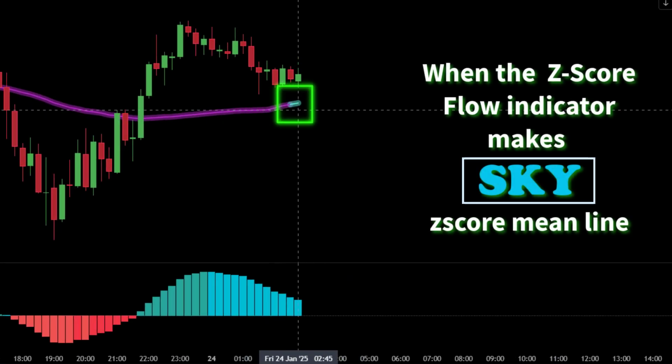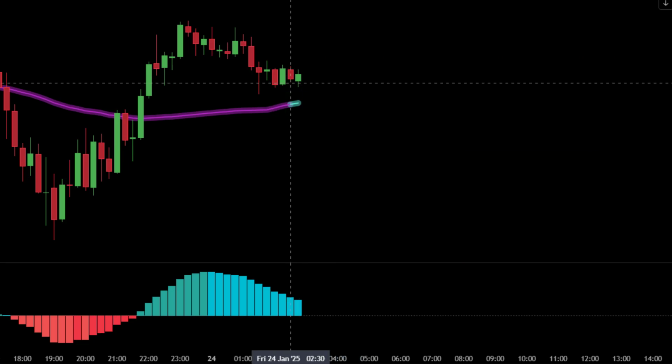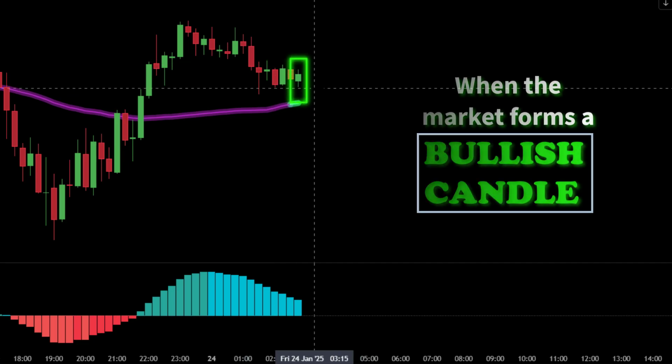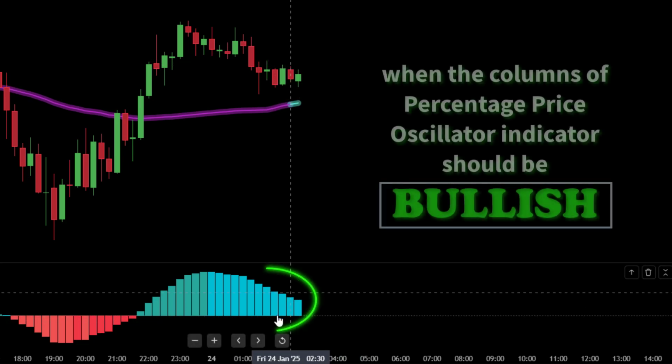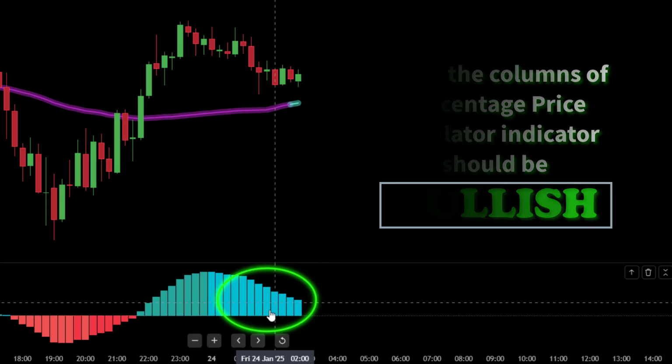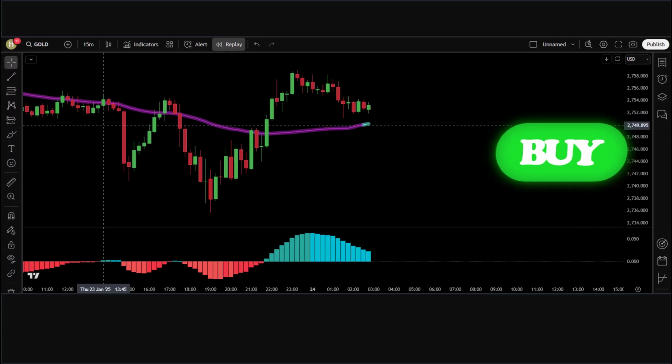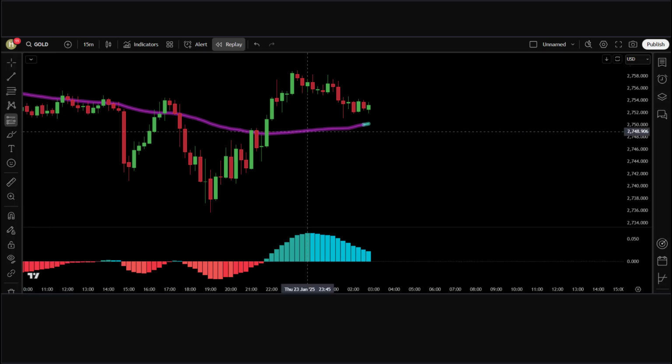When the Z-score flow indicator makes a sky score mean line, when the market has formed a bullish candle, and when the columns of percentage price oscillator indicator are bullish, if this condition is fulfilled, then we will place a buy order.